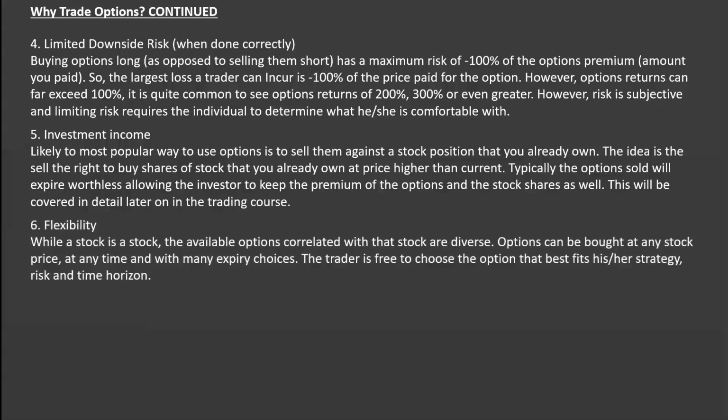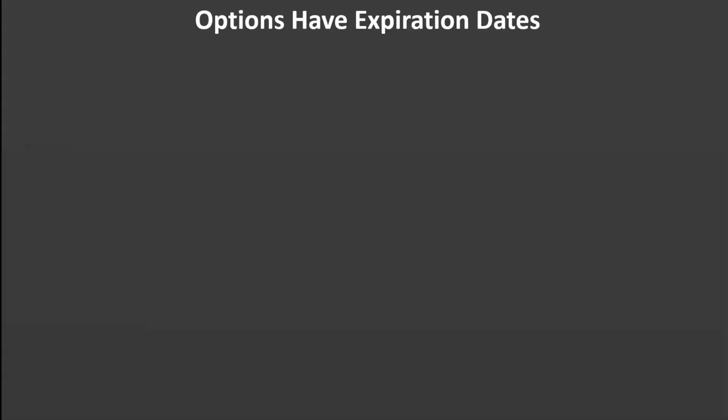Number 6, flexibility. While a stock is a stock, the available options correlated with the stock are really diverse. Options can be bought at any stock price, at any time, and with many, many expiry choices. The trader's free to choose the option that best fits his or her strategy, risk, and time horizon. So options give us a whole lot of flexibility.